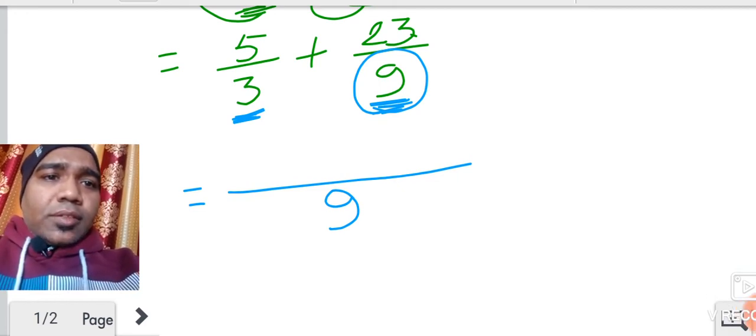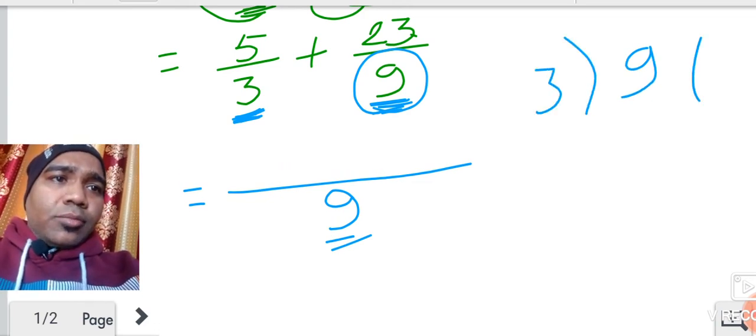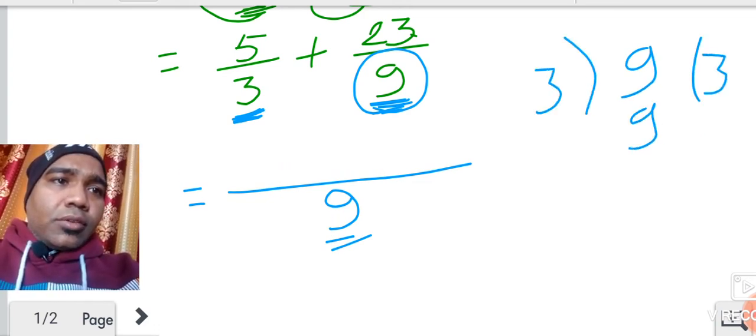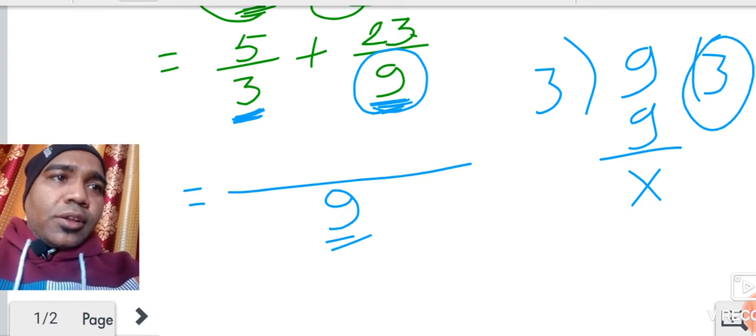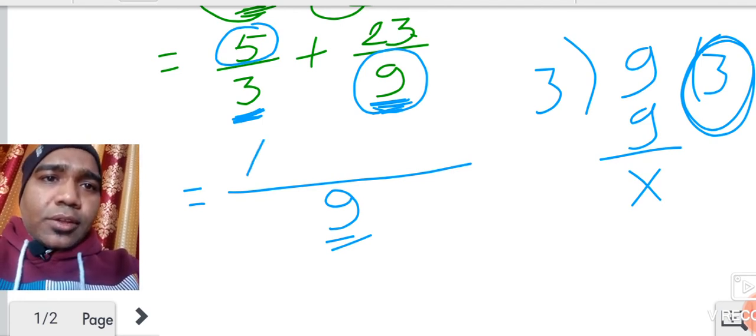Okay, now this LCM we have to divide by the denominator. 9 divided by 3, how much will you get? 3 3s are 9. Okay, so you'll get this 3. So whatever you are getting, you have to multiply with the numerator. So 3 into 5, how much will you get? 15. Okay, now plus is there, so we will write here plus.